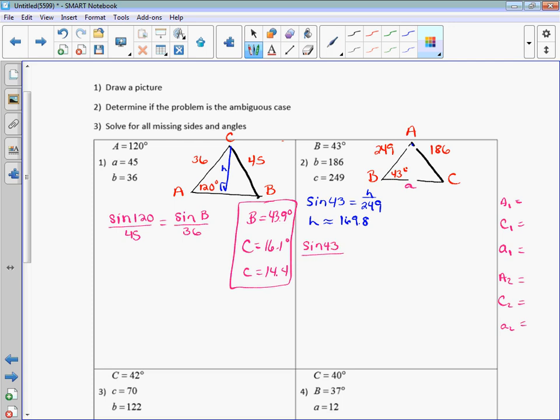Sine of 43 over 186 equals sine of C over 249. All right guys, you're going to solve this one for me. And then what are you going to do with your answer that you get? Store it as C. Store it as B. We already know B. Right. So second step, store it.